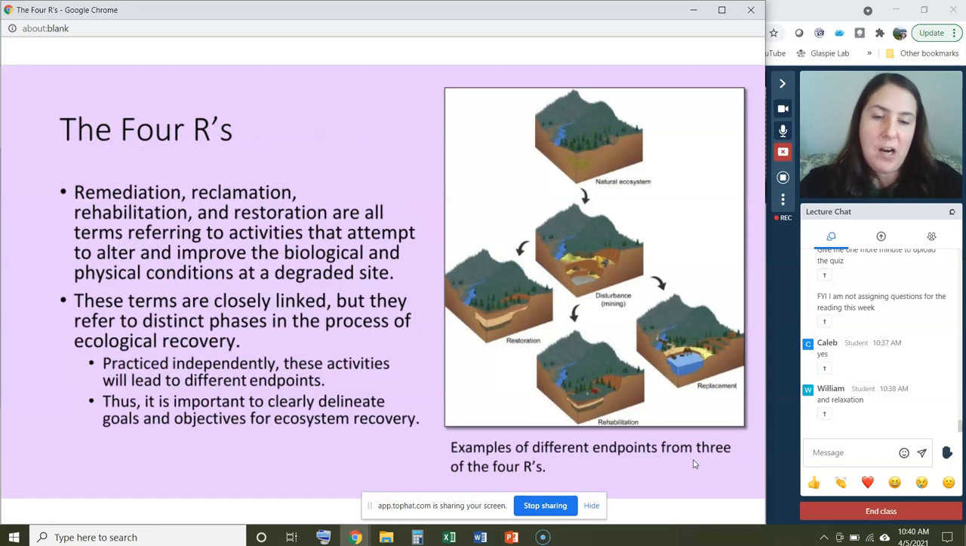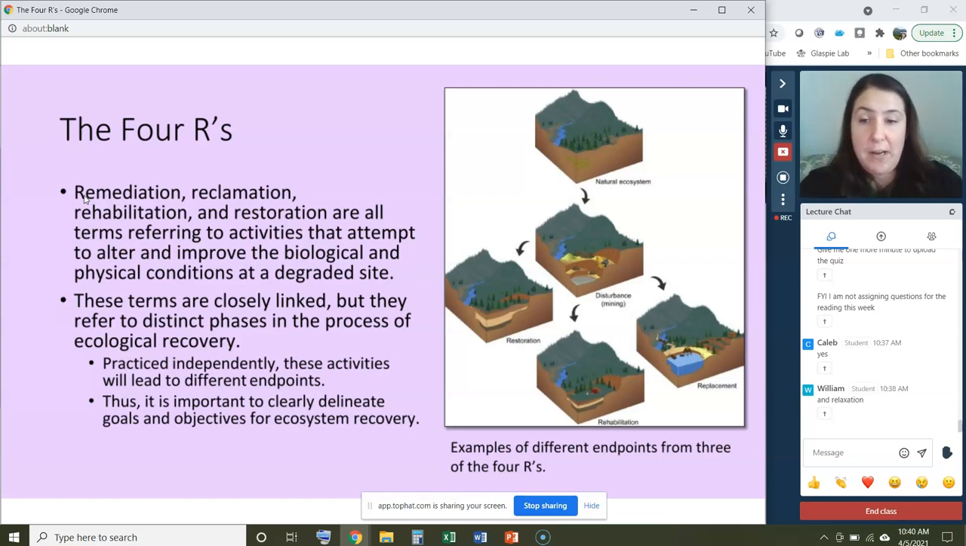Okay, so the 4 R's. Sometimes you'll see these as the 3 R's. Sometimes remediation is not included, but I like to talk about remediation as well as part of this process. So the 4 R's are remediation, reclamation, rehabilitation, and restoration. And each one of these has their own separate slide, so I will define these for you.